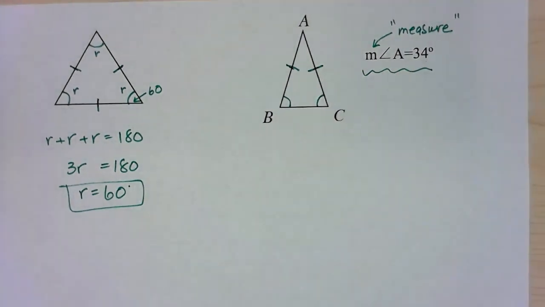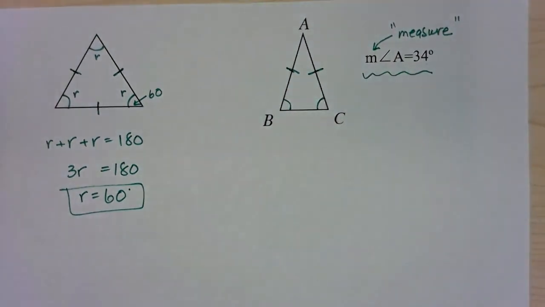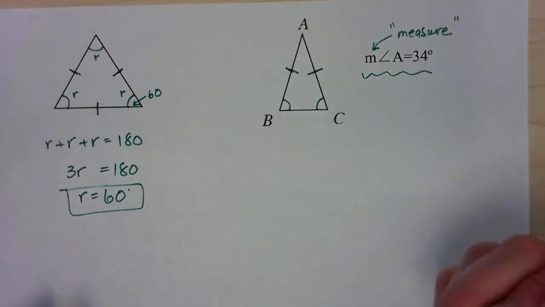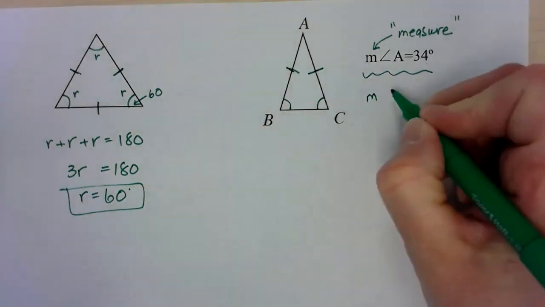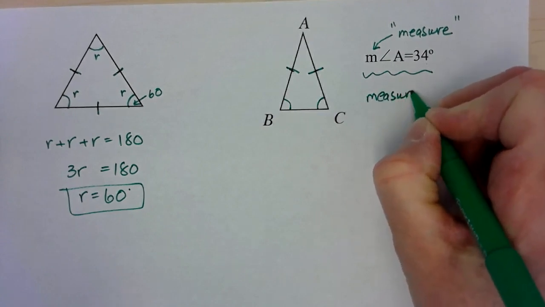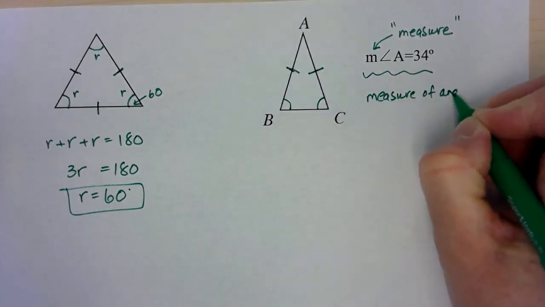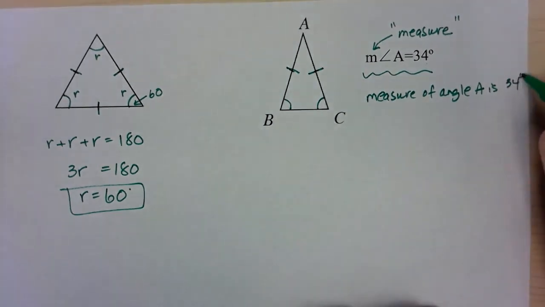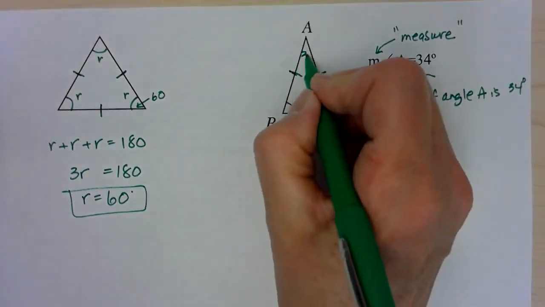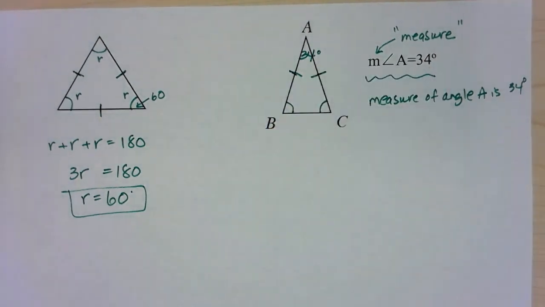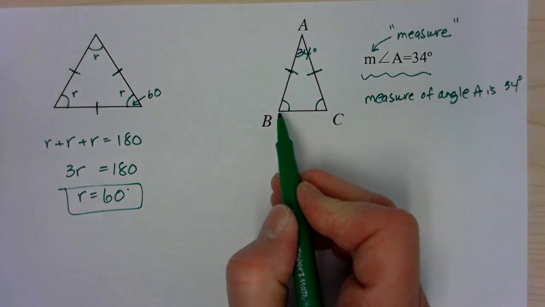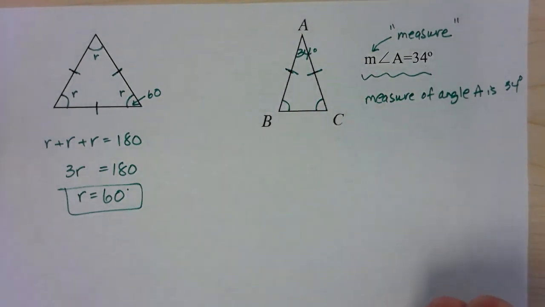In this context, it means measure. If we were in a lesson on linear equations, that M would probably mean slope. But in this context, it means measure. This is read as the measure of angle A is 34 degrees. I'm going to write that information on my drawing. And I'm going to use triangle sum here to solve and find out what angles B and C each measure.